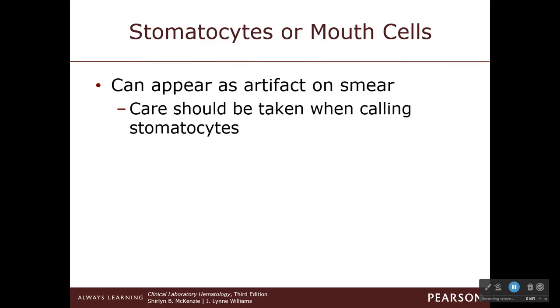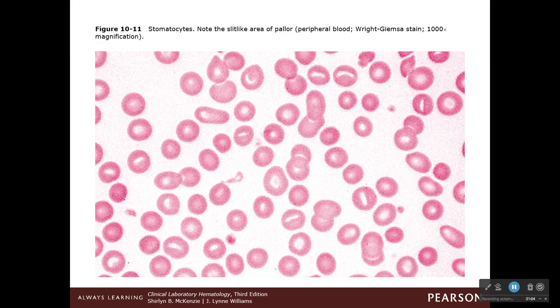Okay, stomatocytes can appear as an artifact on a smear, so you need to make sure when you're calling them that they are true stomatocytes and not some kind of artifact. In other words, if you see 1 per 100 red cells, it's not really true stomatocytes. It's probably an artifact. If you see 10, you know, 1 every other field, then it's probably something significant. Okay. All right. And so these would be stomatocytes here, here, here, here, here, here, here, and here.